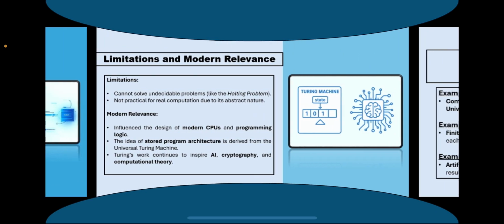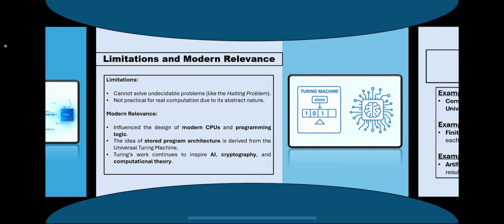The limitations and modern relevance. Despite its powers, the Turing machine also has limitations. For example, undecidable problems. Some problems, like the halting problem, cannot be solved by any Turing machine. Practicality. It is a theoretical model. It is not meant for real world computation.